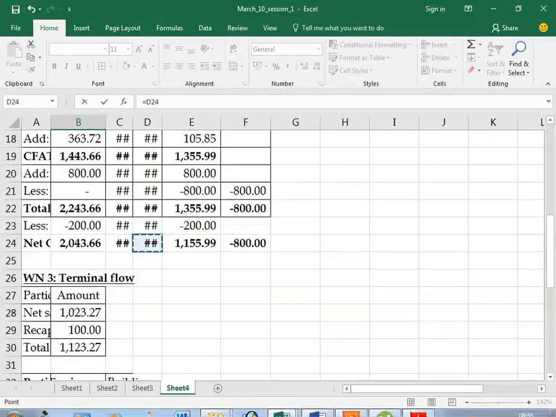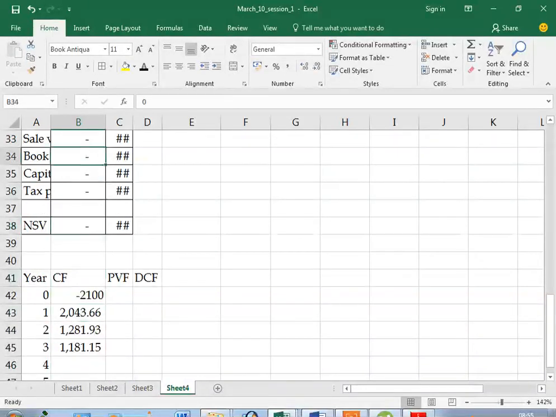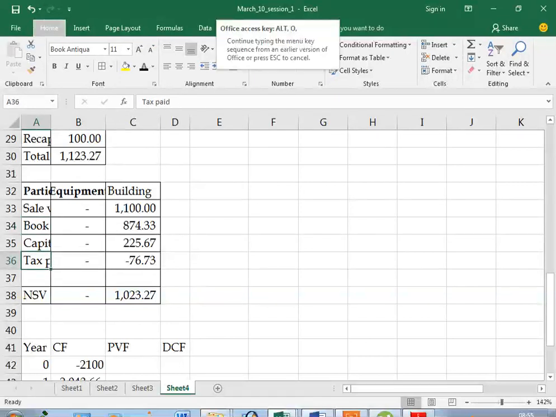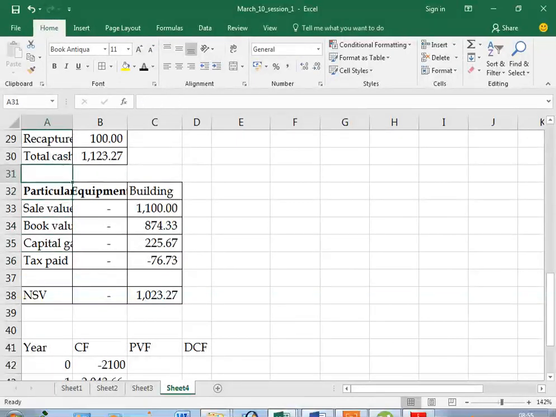Which one? You're not getting it. Wait, what happened? 1100, book value is 8674. Sale value minus tax paid. I told you it's not a continuation. Sale value of 1100 minus tax paid. This format is not a continuation. A lot of people take it as a continuation and write 225 minus 76. Your NSV is sale value minus tax paid.